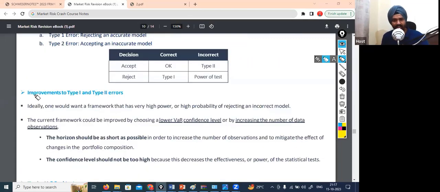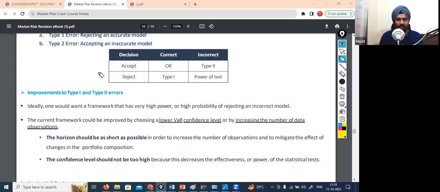And there are some improvements that can be done to these type 1 and type 2 errors. And obviously, you want to have a high power of test. Ideally, one would want a framework that has a very high power. That means rejecting incorrect models. Whenever an incorrect model comes in, reject it. Ideally, that's what we want. Because if you reject an incorrect model, that's a good thing, right? So you would want a framework that has a very high power, or high probability of rejecting an incorrect model. Basically, power of test is all that you want.